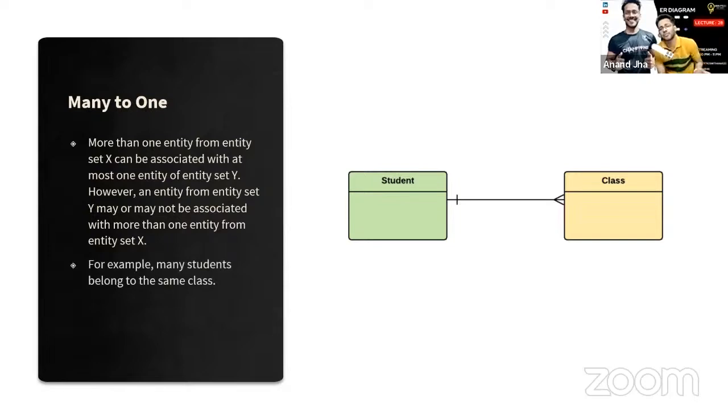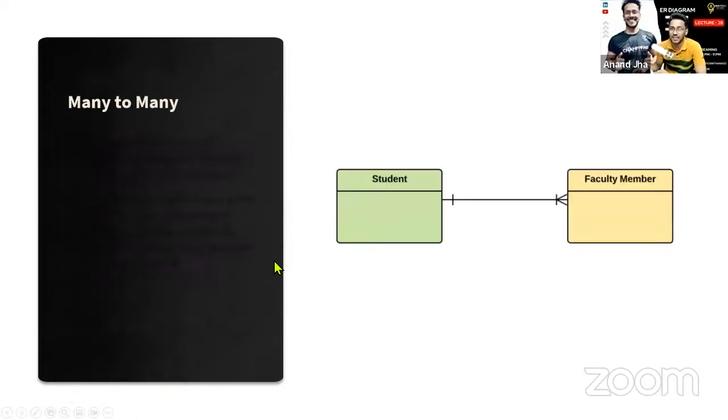What does it mean? Many students belong to the same class, but one student cannot belong to many classes, right? That's what it says. Mandatory: one student can belong to any one of the classes, but many students belong to the same class. So these are all the relationships which I've already covered in my Monday class.